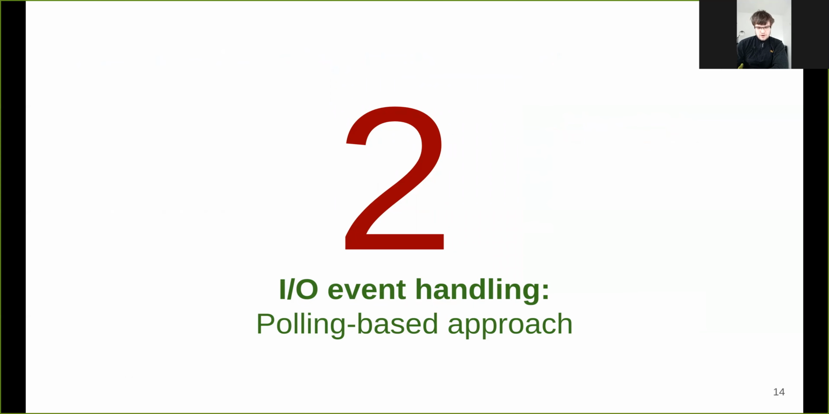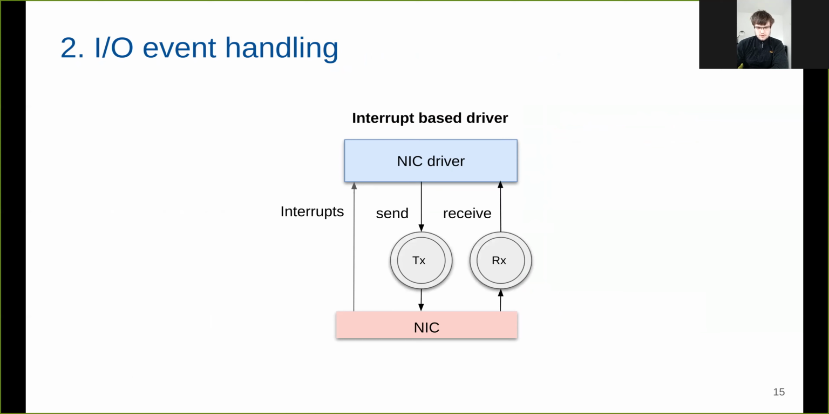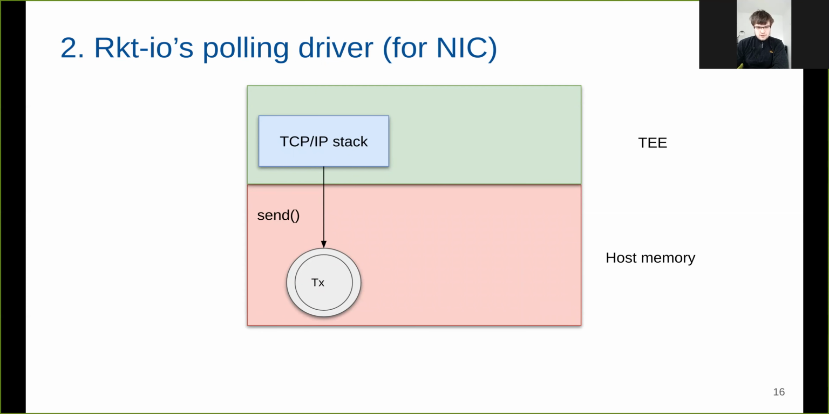Now a bit about how we handle interrupts from the hardware itself. Traditionally, when you have, for example, a network driver, whenever there are new events, for example data has been processed from the sending queue, or there's new data in the receive queue, it will usually send us interrupts. However, we cannot really use those in our setup because interrupts would cause world switches, and this is what we want to avoid. So instead, rkt-io uses polling, which is also something that many high-performance network drivers do these days anyway.